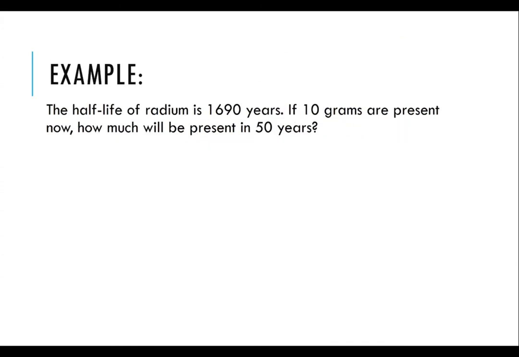The half-life of radium is 1,690 years. If 10 grams are present now, how much will be present in 50 years? All right, so we have lots of steps here. First thing is, remind yourself, we have our regular exponential decay formula: A(t) is equal to the initial amount times e to the kt. They tell us that the half-life of radium is 1,690 years. So, using the fact that we know the half-life, this is actually where the memorization of the formula could be useful.